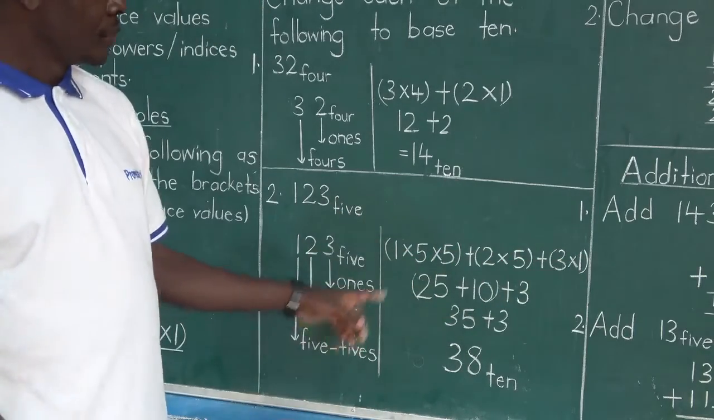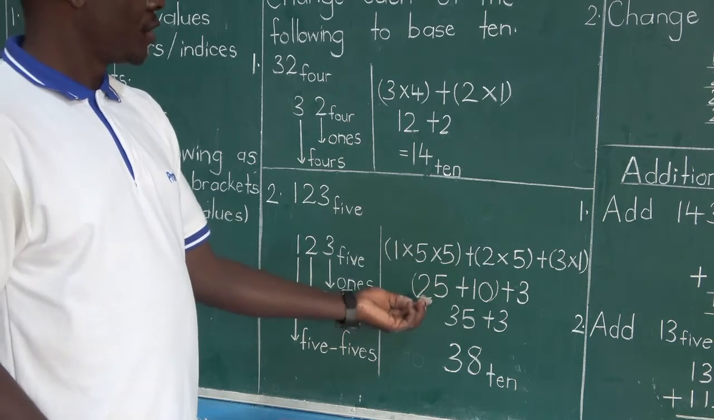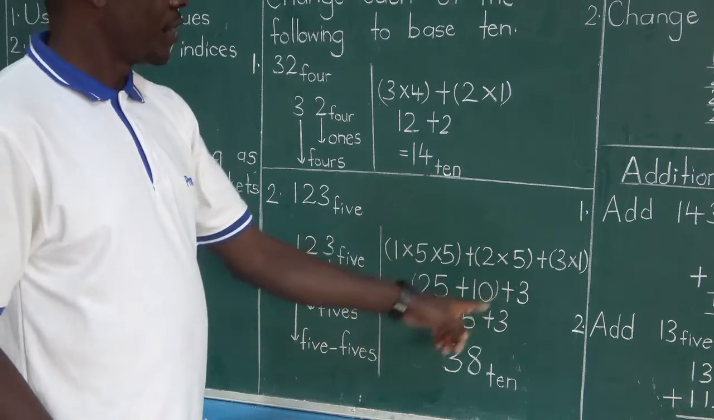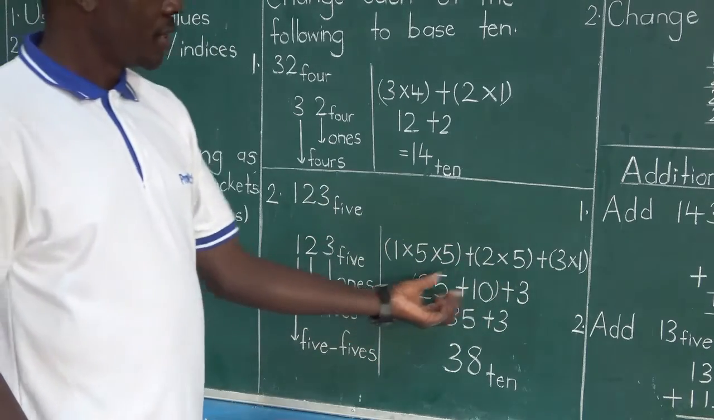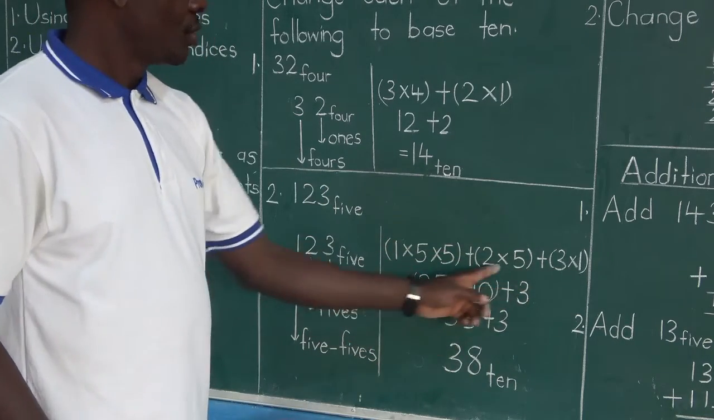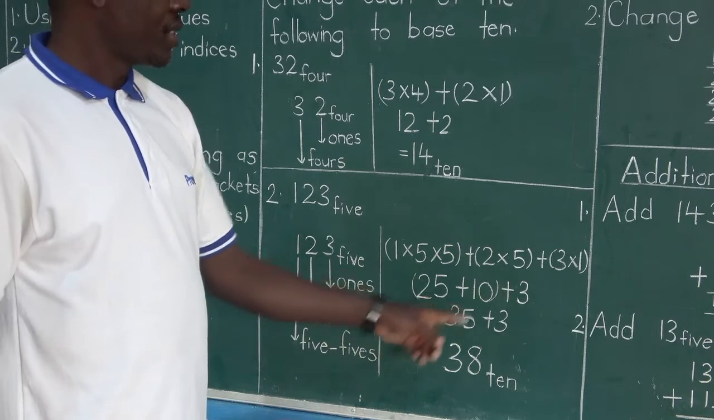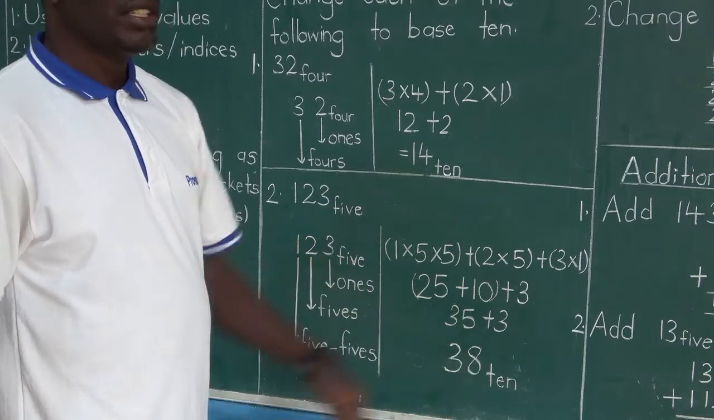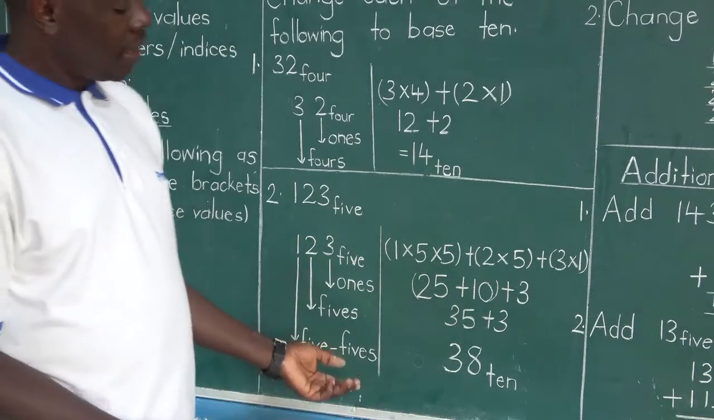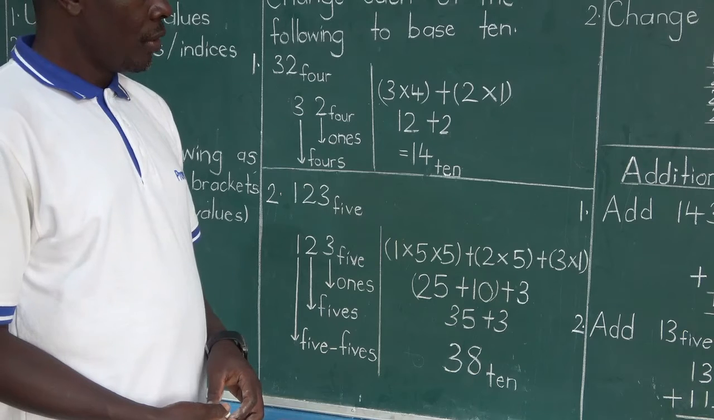Now get the value, where 1 times 5 times 5 is 25, then 2 times 5 is 10 and 3 times 1 is 3. We are then going to add 25 plus 10 plus 3. So we first add these two, that's why the brackets are here. 25 plus 10 gets 35, and 35 plus 3 gets 38 in base 10. Remember, with or without the base here, the answer is correct.